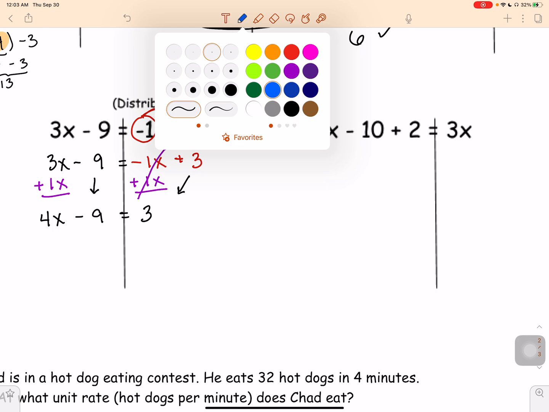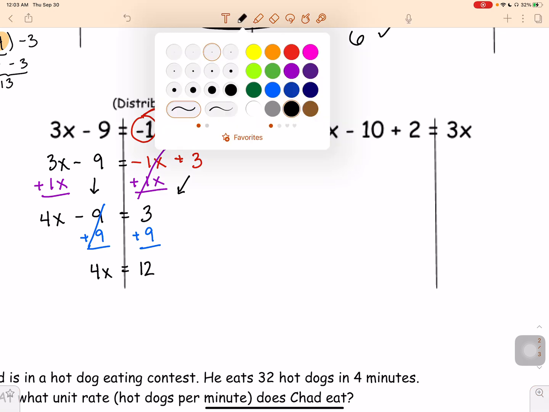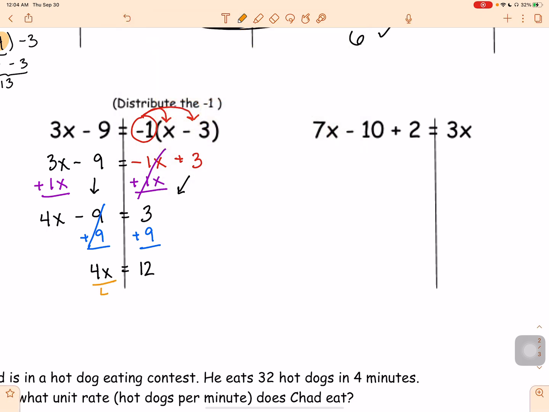So now here we're going to go ahead and add 9 to both sides because we want to move that away from the side with the x term because we want to get that down to 1x. So we're left with 4x, and 3 plus 9 is 12. So 4 times some number equals 12. If you want to undo this multiplication to solve for that, it will leave you with, instead of 4x, 1x left. 12 divided by 4 is 3.